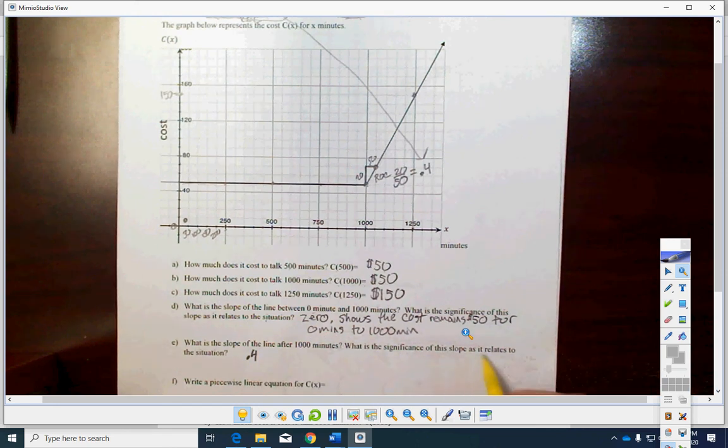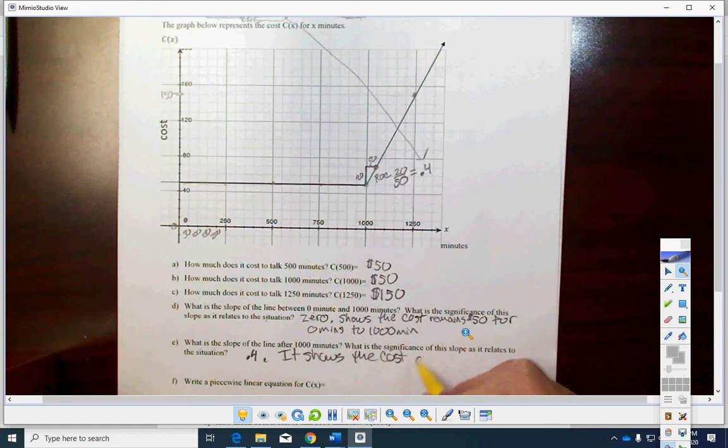And the significance of this is that it shows the cost of 40 cents per minute.